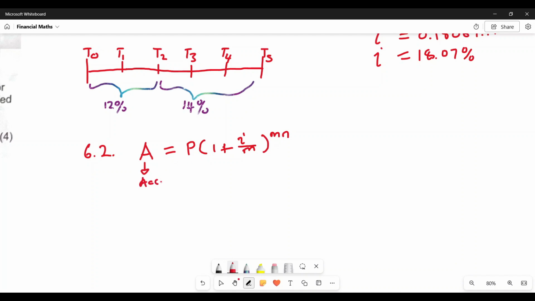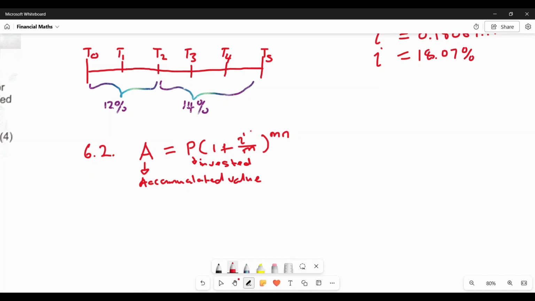Accumulated value. And then P will be our present value, the invested amount. P is the present value, slash invested amount.